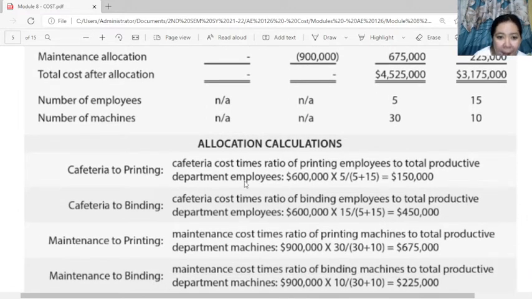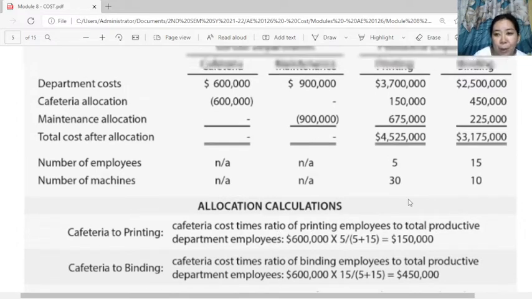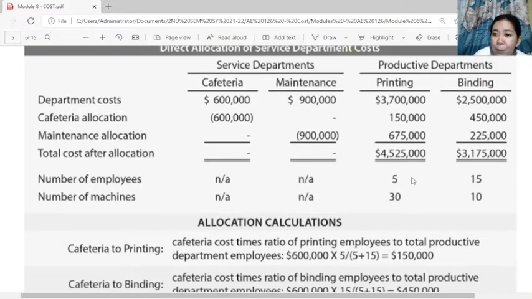For the cafeteria to printing, the cafeteria cost is multiplied by the ratio of printing employees to the total productive department employees. The number of employees in printing is 5 and in binding is 15. Adding these, the total number of employees for productive departments is 20. So the ratio of the printing department is 5/20, and we multiply that by the cafeteria cost of 600,000. That is the allocated amount for the printing department.